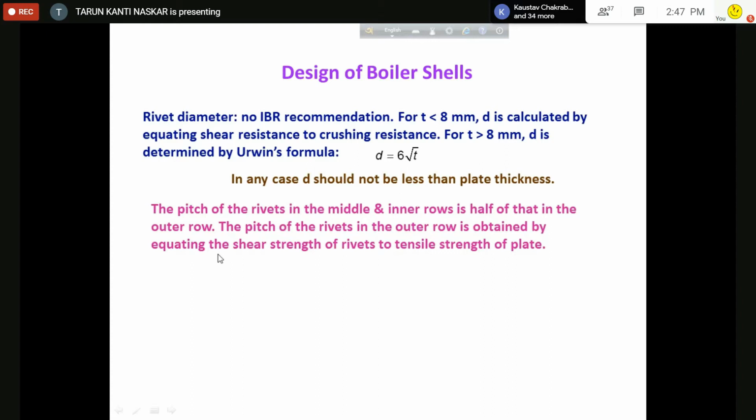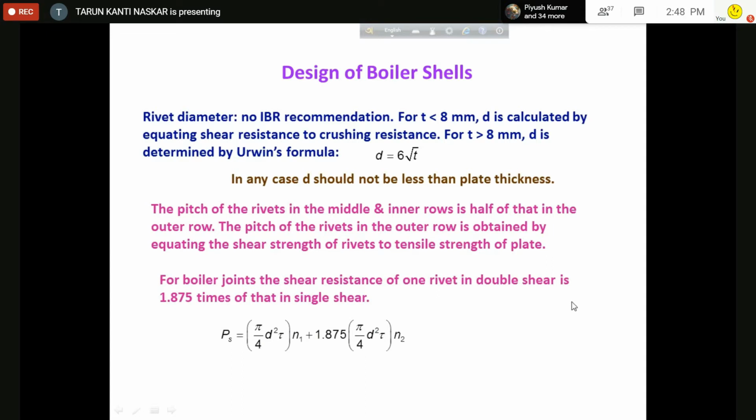Now the pitch of the rivet. I have shown you the pitch of the rivet. That is half inside and outside is P. The pitch of rivets in the middle and inner rows, I have shown you, is half of that in the outer row. The pitch of the rivets in the outer row is obtained by equating the shear strength of rivet to the tensile strength of plate. By equating these two, we can find out P, and after finding P, we can find the pitch of the middle and inner rows.